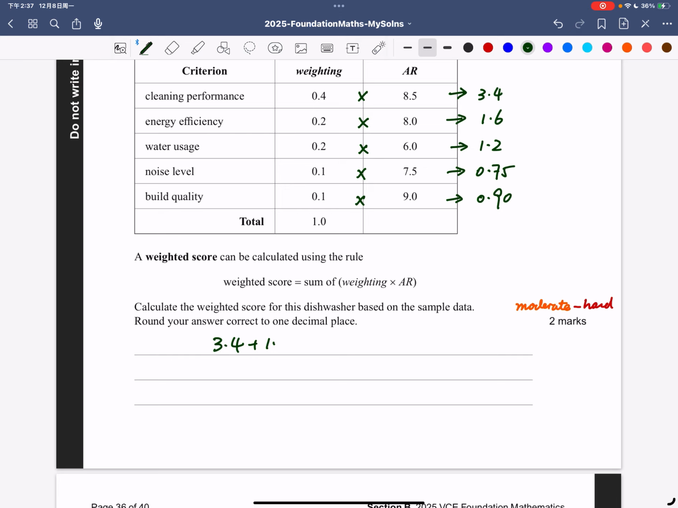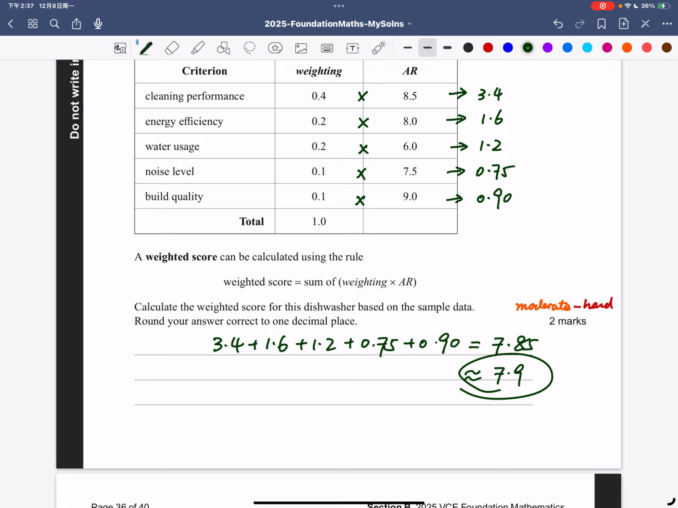3.4 plus 1.6 plus 1.2 plus 0.75 plus 0.90 equals 7.85, which rounds to 7.9, correct to one decimal place.